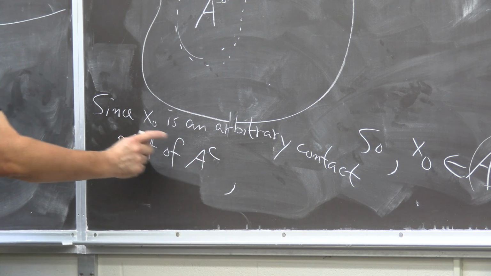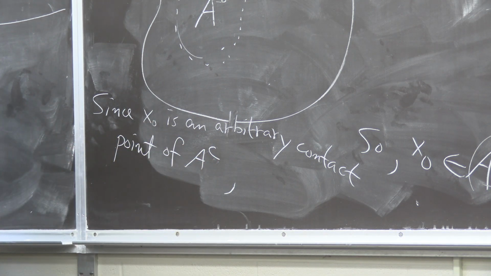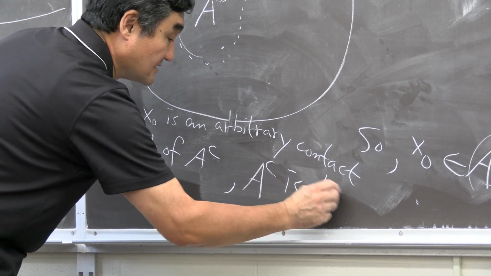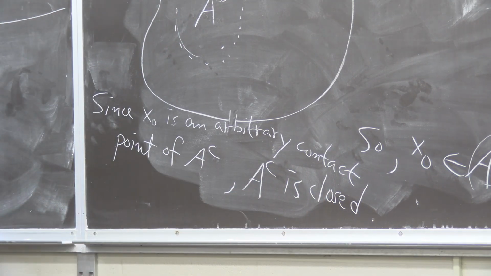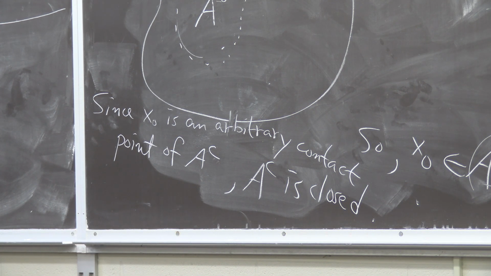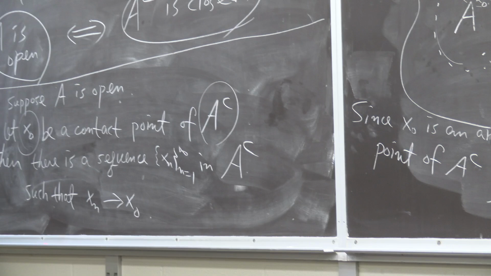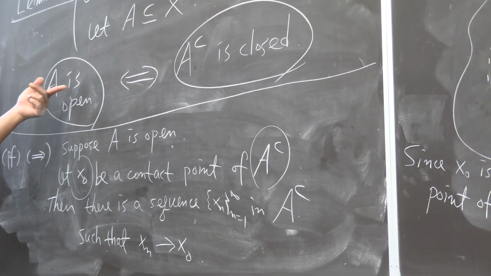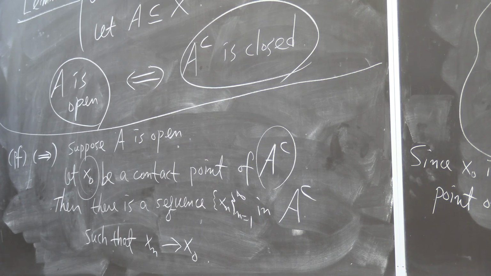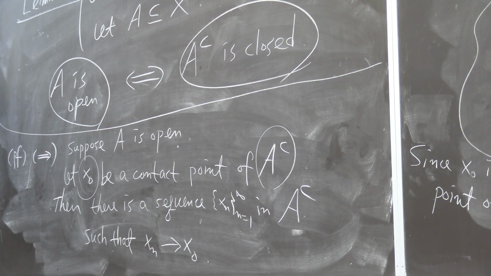A complement contains all of its contact points, right? So that means what? A complement must be closed. There is no other choice for that. So we did complete the proof of the forward direction: if a subset A is open, then its complement is closed. Now, how do you go backwards?